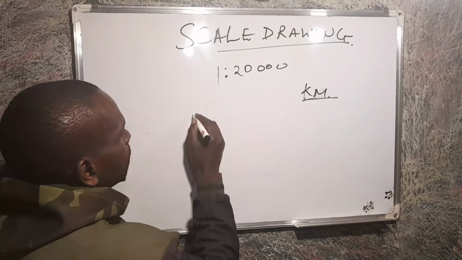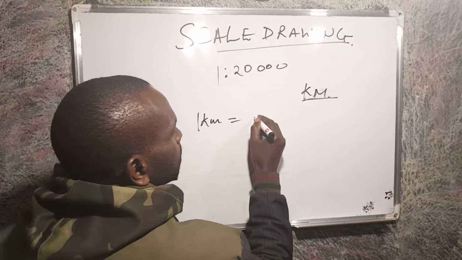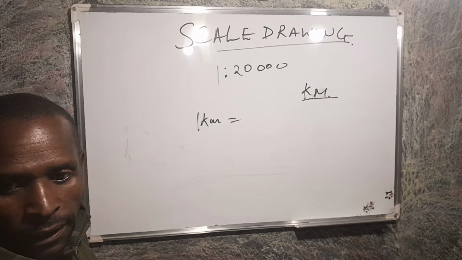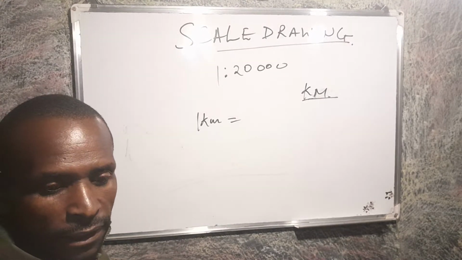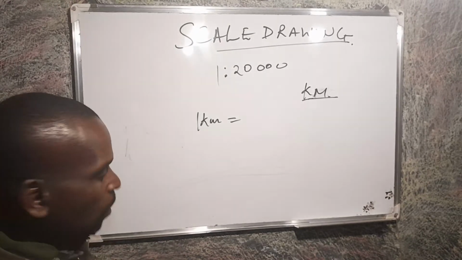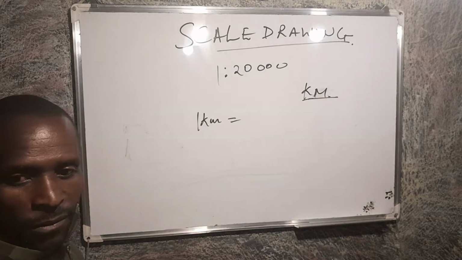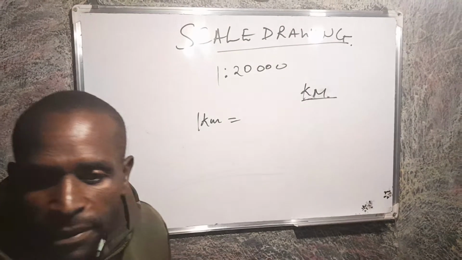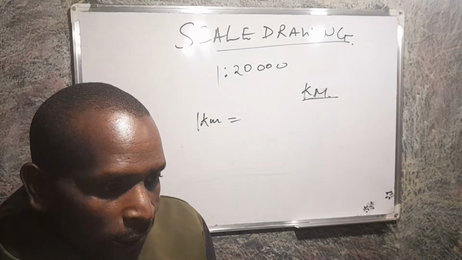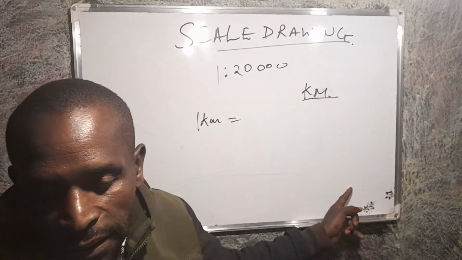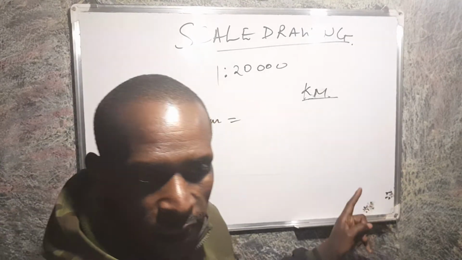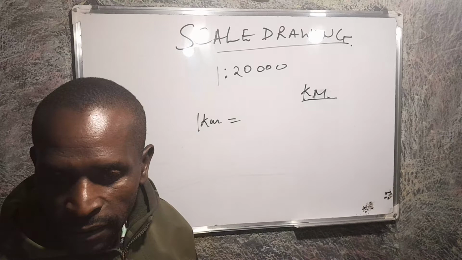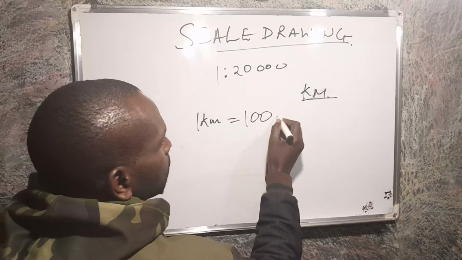How many centimeters are in 1 kilometer? You don't know how many centimeters are there in a kilometer. If 1 kilometer is equal to 1,000 meters, how many centimeters are in 1 meter? 100. So you need 1,000 multiplied by 100, that is 100,000. So 1 kilometer is 100,000 centimeters.